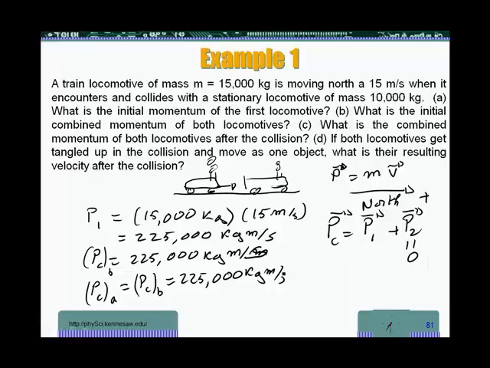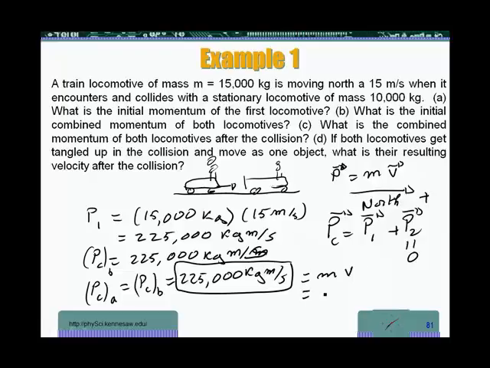Now they tell us if both locomotives get tangled up in the collision and move as one object, what's their resultant velocity after the collision? Okay, now we know their momentum. This is their momentum, and momentum is mass times velocity. Notice this momentum is positive, meaning its direction is along the north. They are moving as one. What does that mean, moving as one? Their mass is going to be their combined mass.